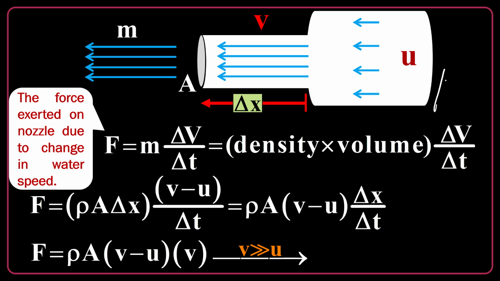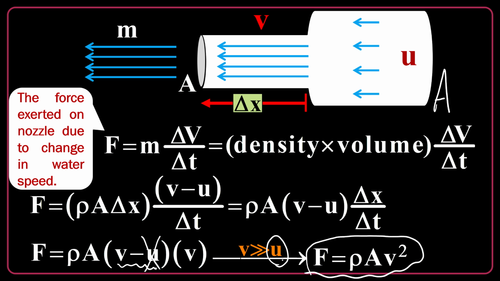Anyway, let's consider a limitation. Let's say the input cross-sectional area is much larger than the output. So it's expected that we have a negligible u relative to v. So u is very small, so we can approximately ignore it. Instead of V minus U, we can ignore the u and write it as only V. So the estimate equation could be rho A v squared. This is just applicable in the cases that, as I mentioned, the input and output cross-sectional areas are dramatically different. Otherwise, the original equation is this one.